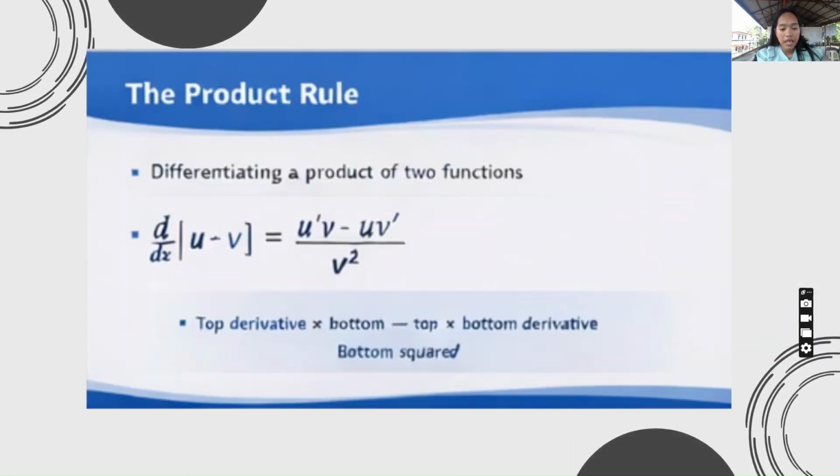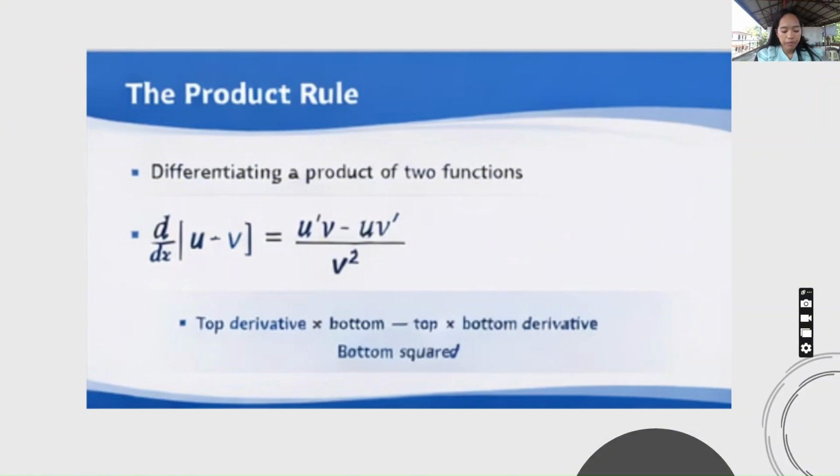So yeah, this is the example of differentiating a product of two functions. Now for the quotient: d over dx of u over v is equal to u prime v minus u v prime over v squared. So top derivative times bottom minus top times bottom derivative, and then square the bottom, or the v.